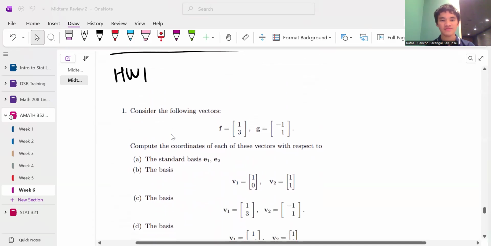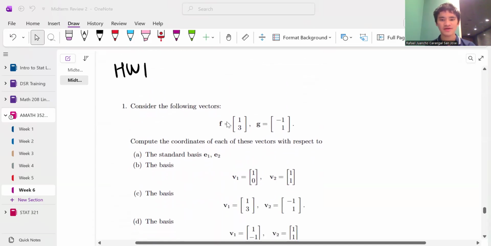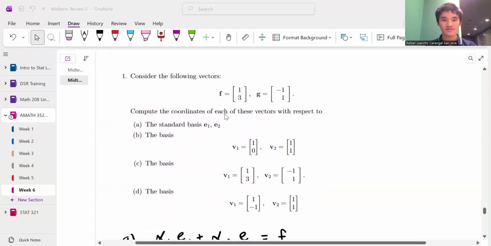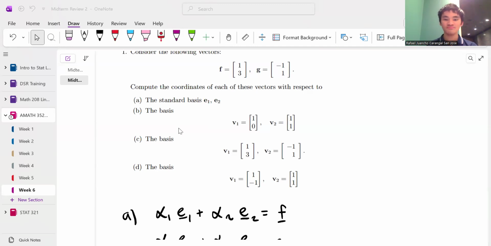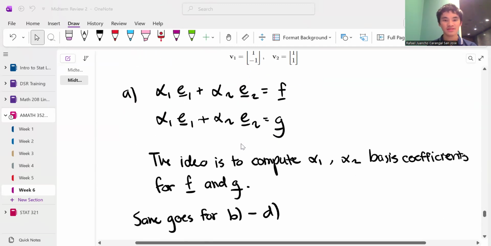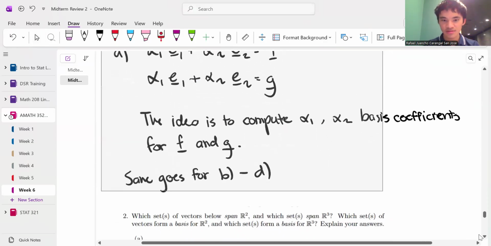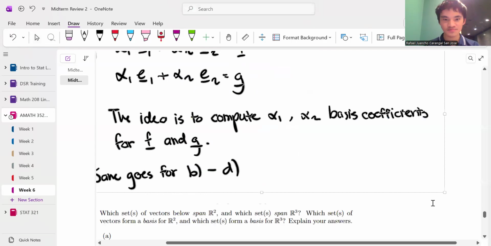So here we have these two vectors, f and g, and they have these components, and we're going to compute the coordinates of each of these vectors with respect to basis vectors, right?